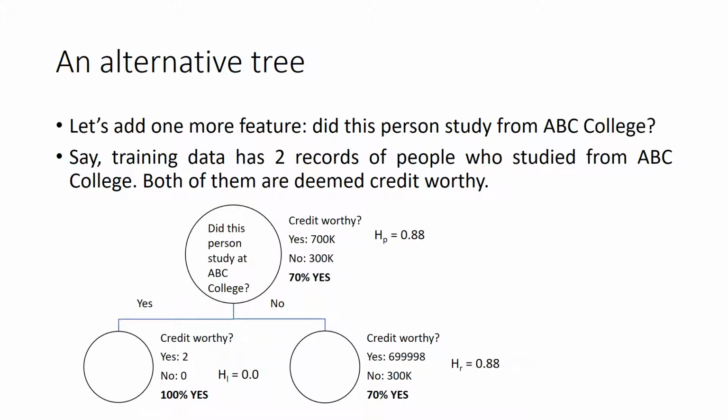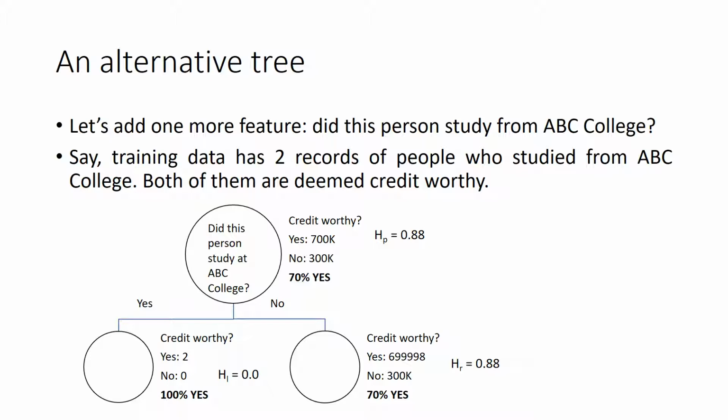Well, this is what it would have looked like. On the parent node, you would see the question: did this person study at ABC College? Alongside that, I have the distribution of creditworthiness, which is my output variable. Yeses are 700K, no's are 300K, so 70% yes. Now the question that I asked: did this person study at ABC College? The yes branch, as we said, only 2 people are in the yes branch, and both of them are creditworthy.